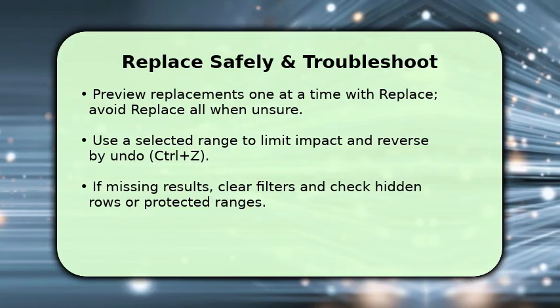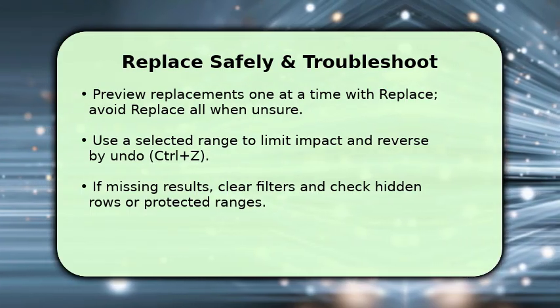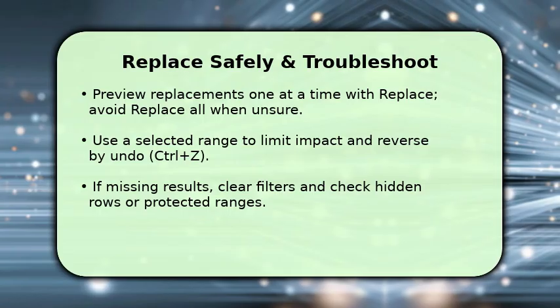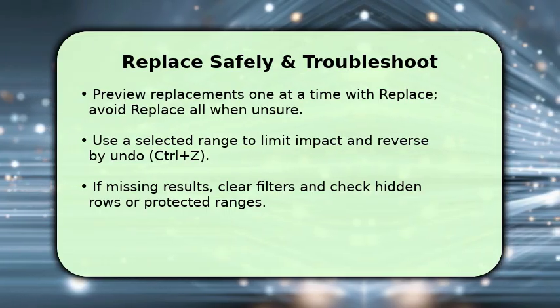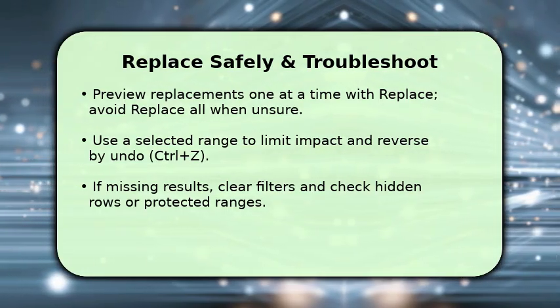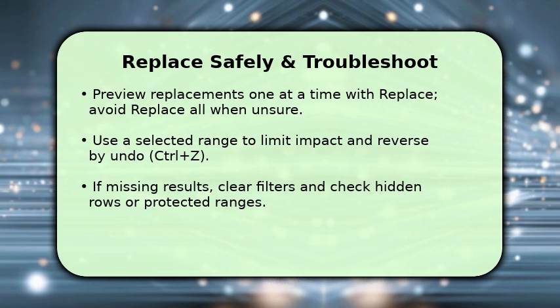One troubleshooting tip: if expected matches are missing, make sure filters aren't hiding rows and check for protected or hidden ranges. These can block finds even though data appears visible.